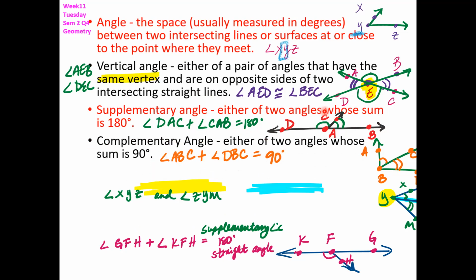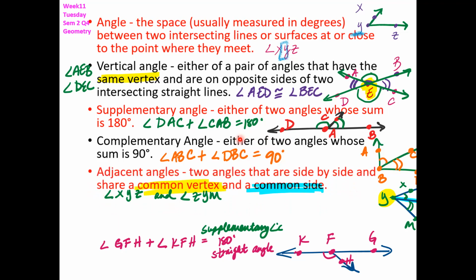Complementary angles are like supplementary angles, except you have two angles that add up to 90 degrees. Like, for example, do you see the 90 degrees right here, ABD right here? But they're also adjacent. They're adjacent because they share BC. They share a side, okay? So ABC plus CBD equals 90 degrees. So they're complementary angles, okay?